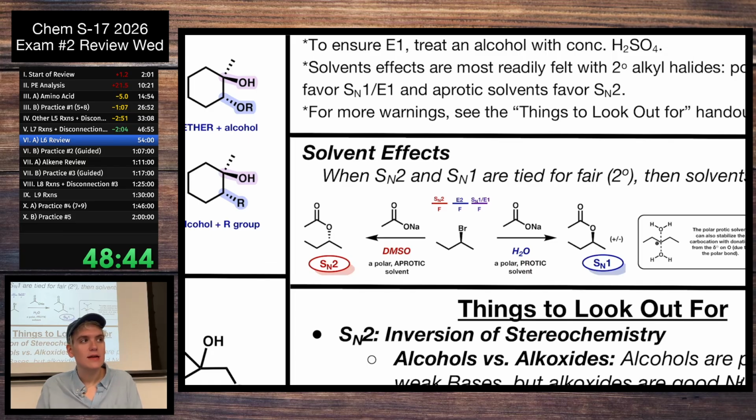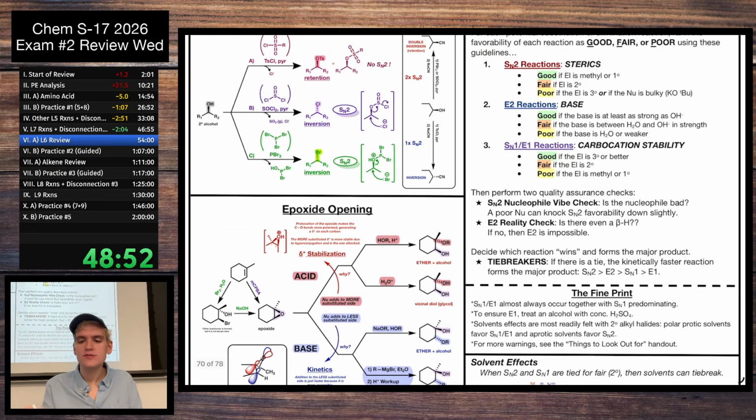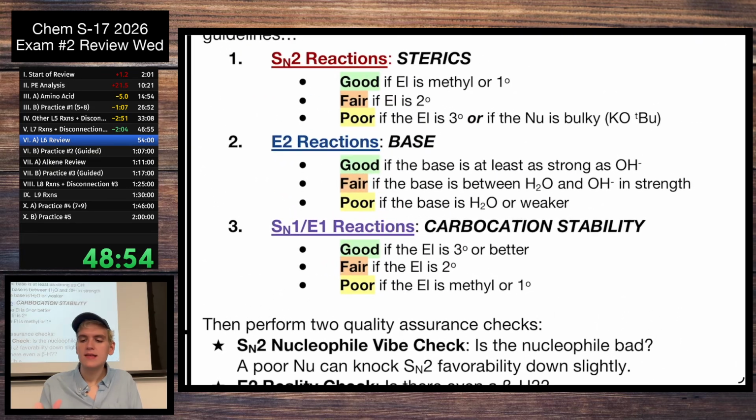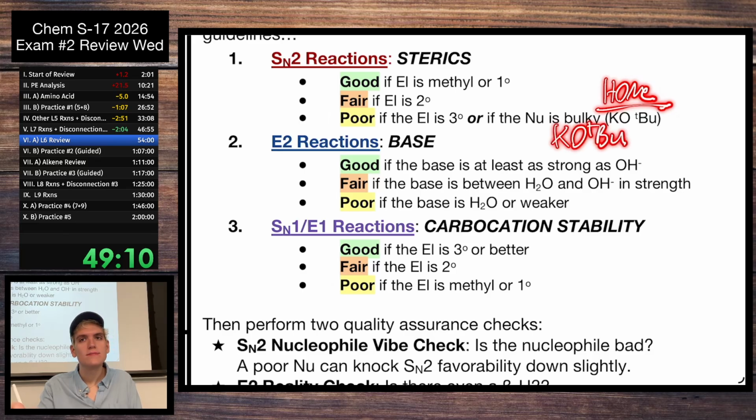Some classes, again, get very into the solvent effects. We don't care as much. The other thing I wanted to flag was base strength. If I said HOMe, is that a good, fair, or poor base? Poor, because this is the neutral alcohol. What about KOtBu? Is it a good, fair, or poor base? Good. It's a really bad nucleophile because it's bulky, but base strength is not about bulk. Base is thermodynamics, so it's still a good base.